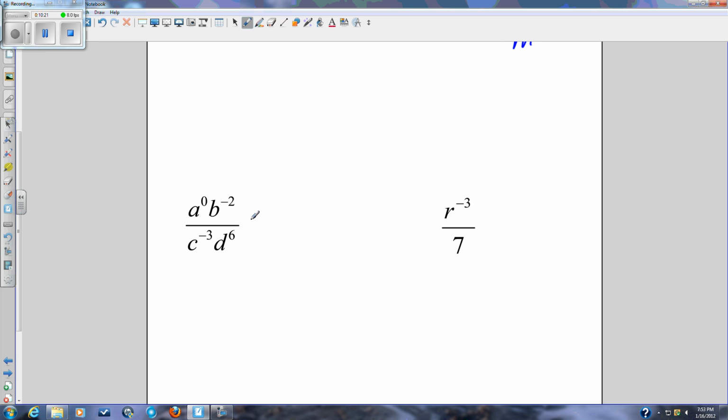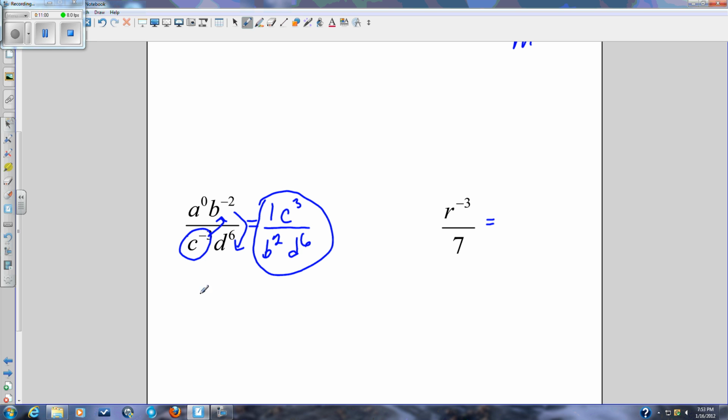Moving on to the next one. a to the 0 is equal to 1. b to the negative 2. The exponent's negative, so it's in the numerator. We need to move it to the denominator, so it becomes b to the positive 2. In the denominator, we have c to the negative 3. It's got a negative exponent, so it needs to move upwards to the numerator, so we have c to the positive 3. d to the 6 has a positive exponent, so it's going to stay right where it is. So we have 1c to the third over b to the second, d to the sixth.